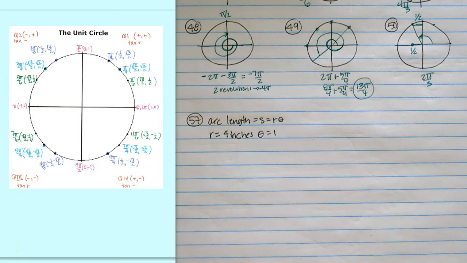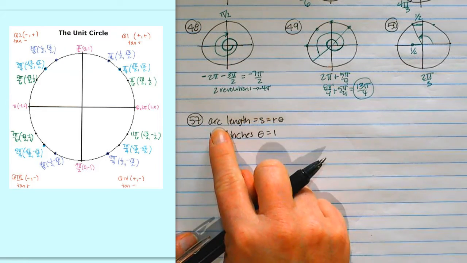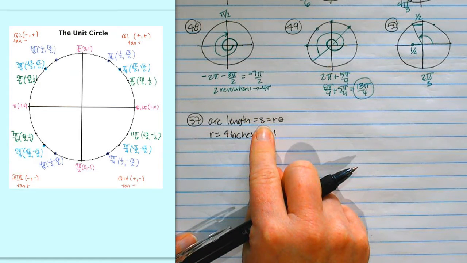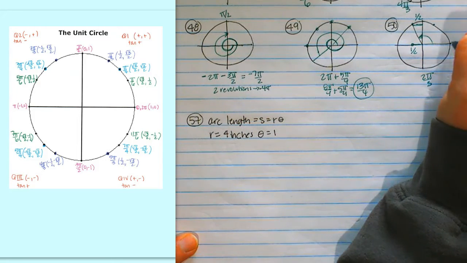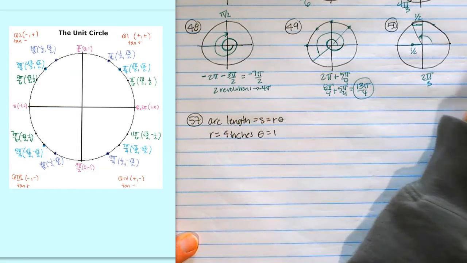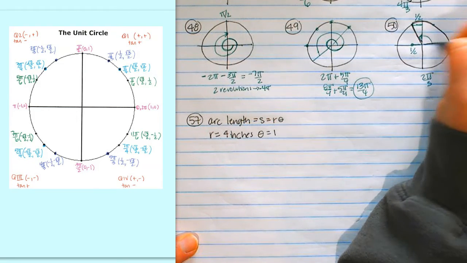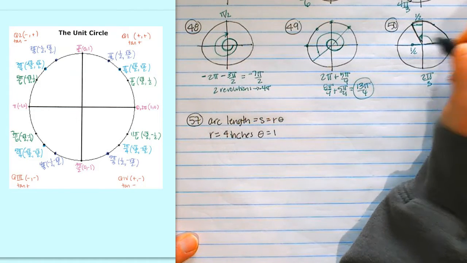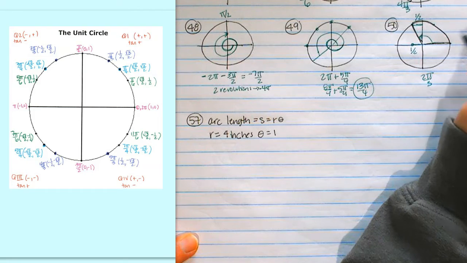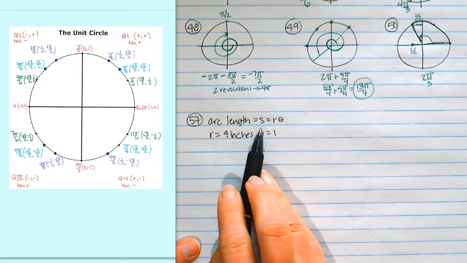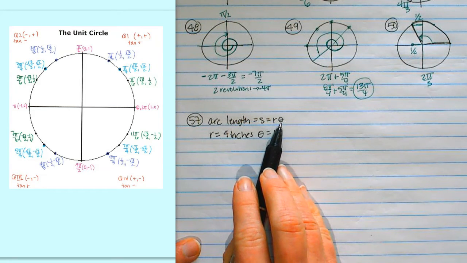57 asks for arc length. Arc length is represented with S because we talk about the length of the arc subtended. So in this example, if we went here, this and this represent this angle, and we're talking about walking on this distance. So the arc length is radius times the angle measure.